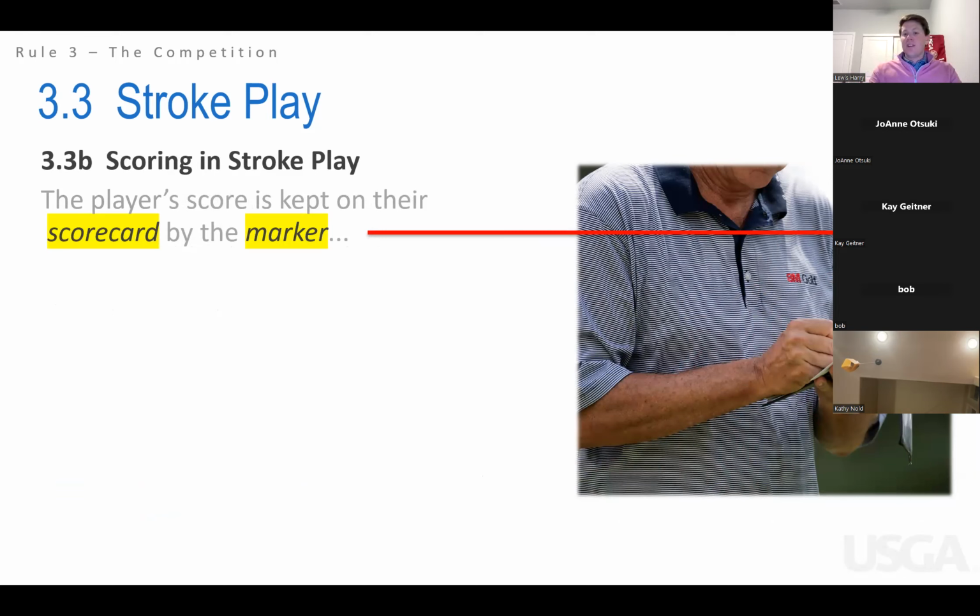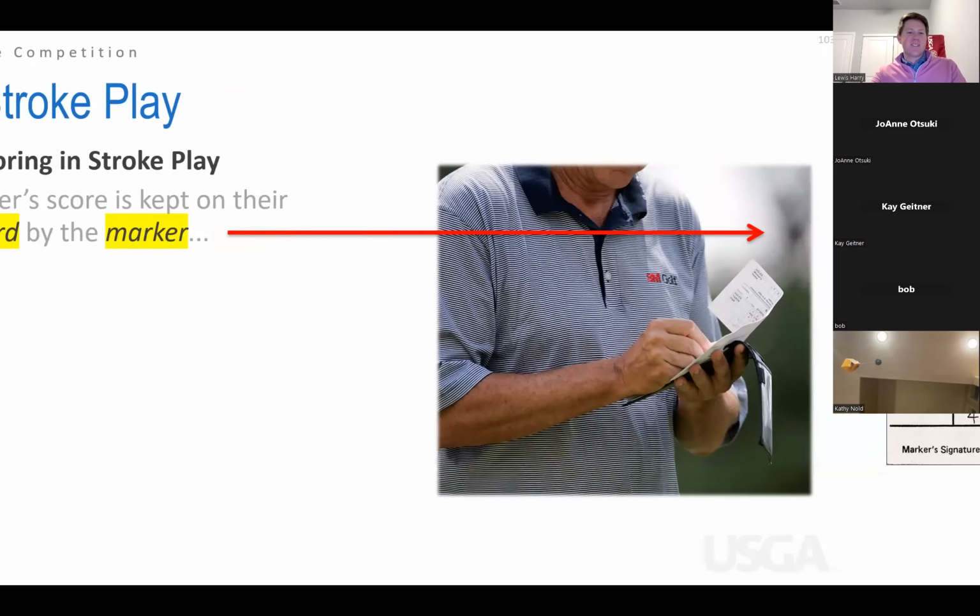Because we have a scorecard that needs to be kept in stroke play, we also have a marker that we don't have in match play. Marker and scorecard, those two things are stroke play specific.